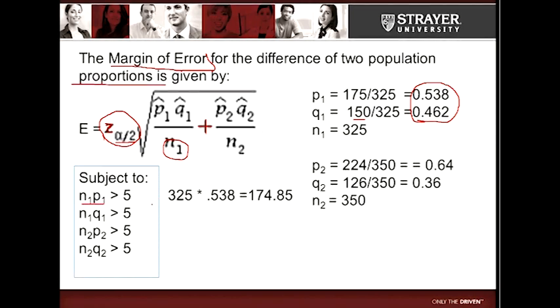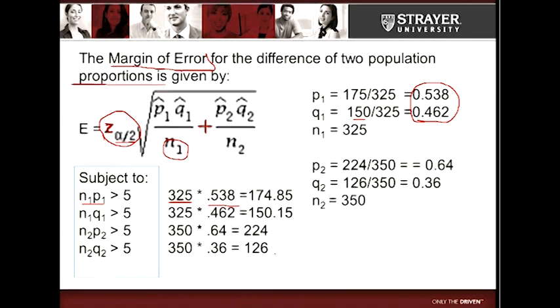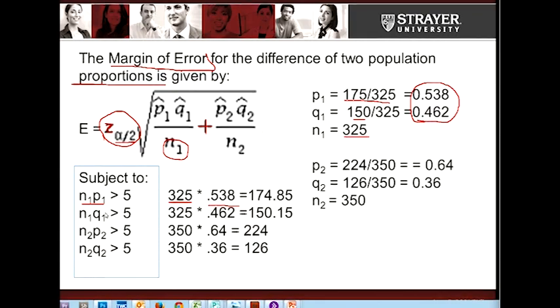So that's what we have to plug in here. But first, let's just make sure that N1 times P1 is more than 5. So yes, that's 174. The next one's 150. The next one's 224. The next one's 126. Okay, so yes, these are all big enough. Once in a while, if you have a very small P or a very small N, then it won't work out, and you cannot work with this stuff. You can't do either a confidence interval or a hypothesis test when you have too small of a P or too small of a sample size.